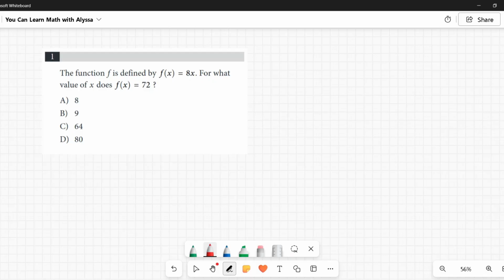Number 1, the function f is defined by f of x equals 8x. For what value of x does f of x equal 72? Anytime we are talking about a function with f of x equals blah, blah, blah, what they're saying is, I'm going to give you a number x.